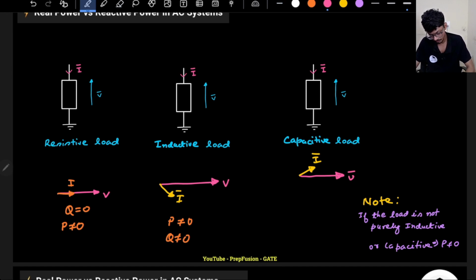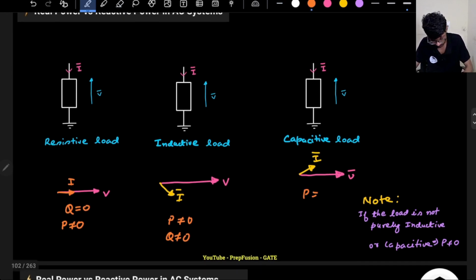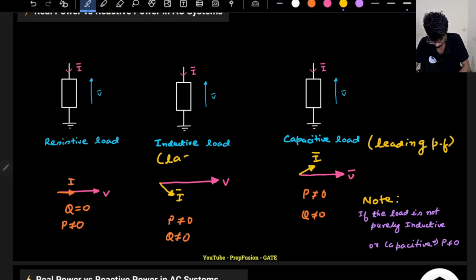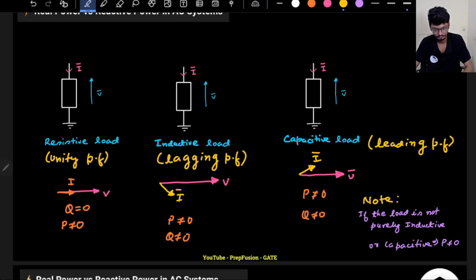Again here, the power will not be zero, and Q also will not be zero. So just a quick overview: for a capacitive load, the power factor is called leading power factor. For an inductive load, it is called lagging power factor. And for a resistive load, it is called unity power factor. So these are the different power factors.